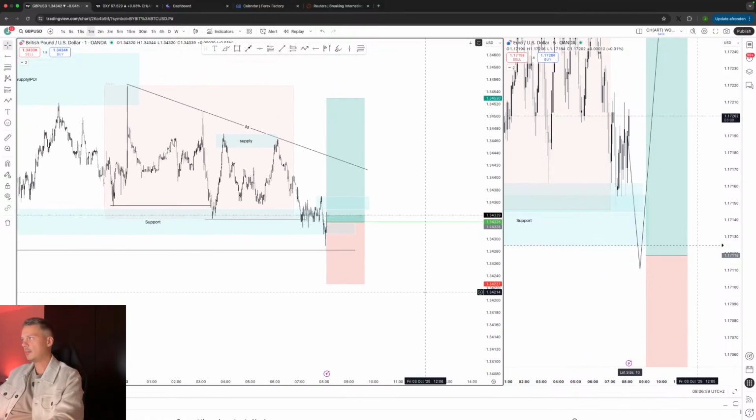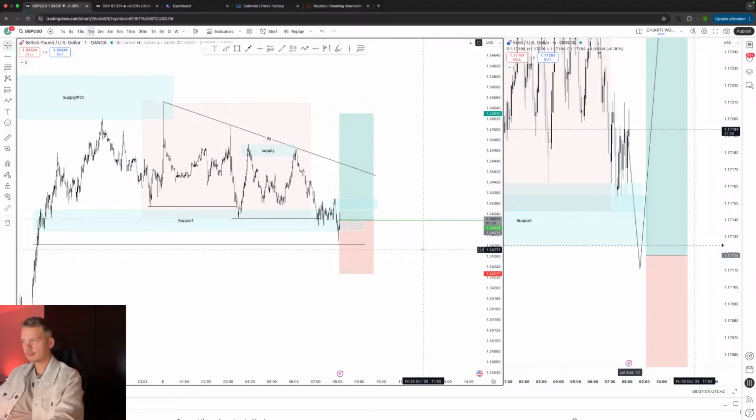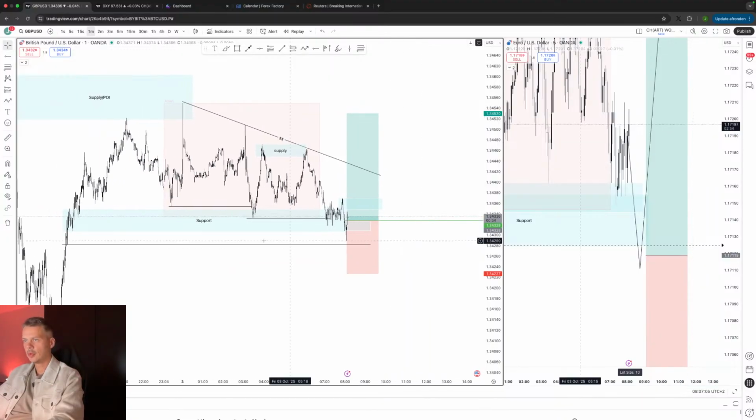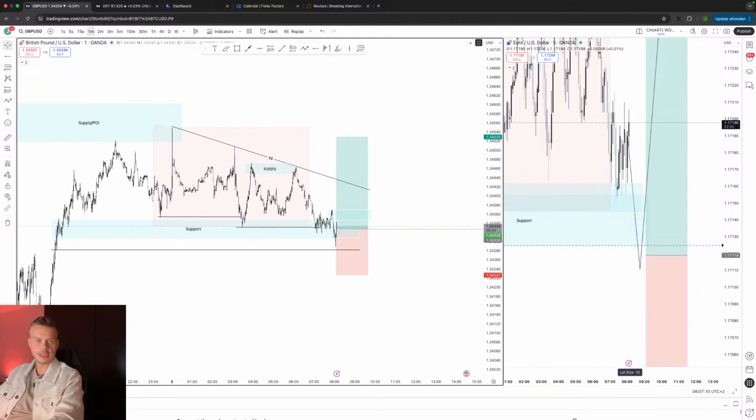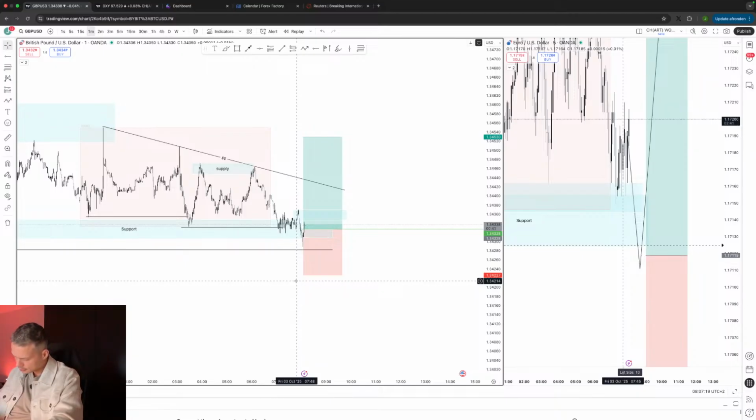That's why we have a 10 pip stop loss. But this looks good. There's still this liquidity low that can be grabbed, but it's all good. It's all nice. I might take profits.